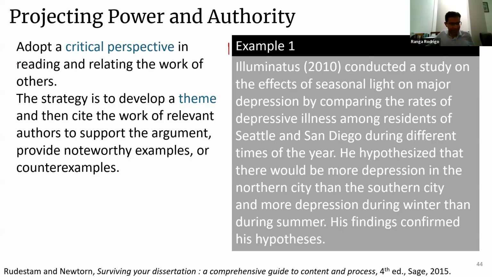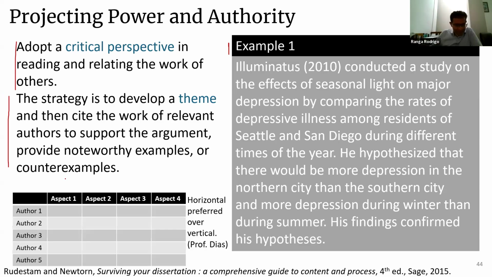So adopt a critical perspective in reading and relating the work of others. In contrast to this, the strategy is to develop a theme and then cite the work of relevant authors to support your argument, provide noteworthy examples or counterexamples. So now, rather than going by authors, author 1, author 2, author 3, author 4, you have to go with aspect 1, aspect 2, aspect 3, aspect 4. As I showed you the VGGT paper, you may realize that he has addressed 3 areas of research in the literature. So if you go by aspect, then your arguments are authoritative.